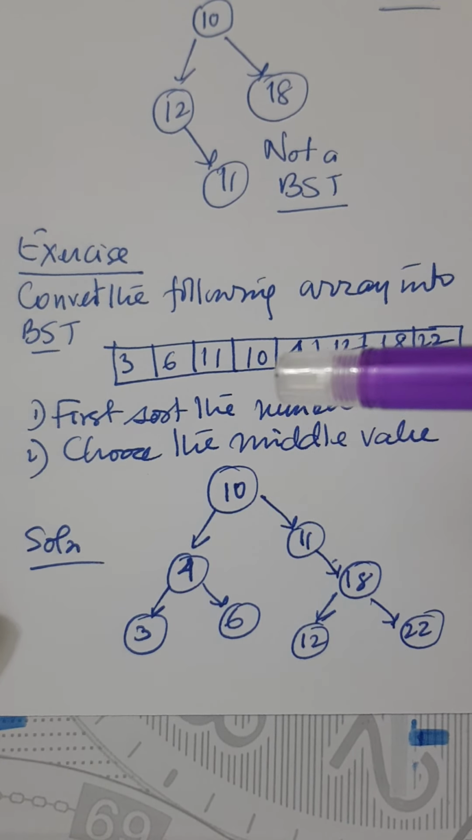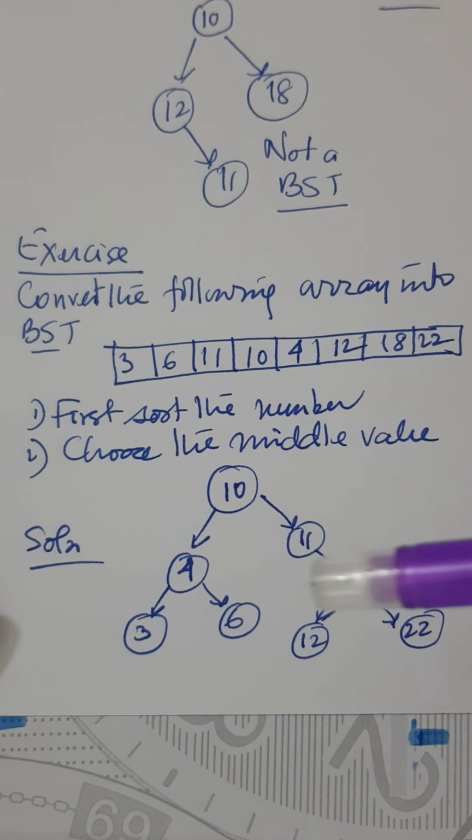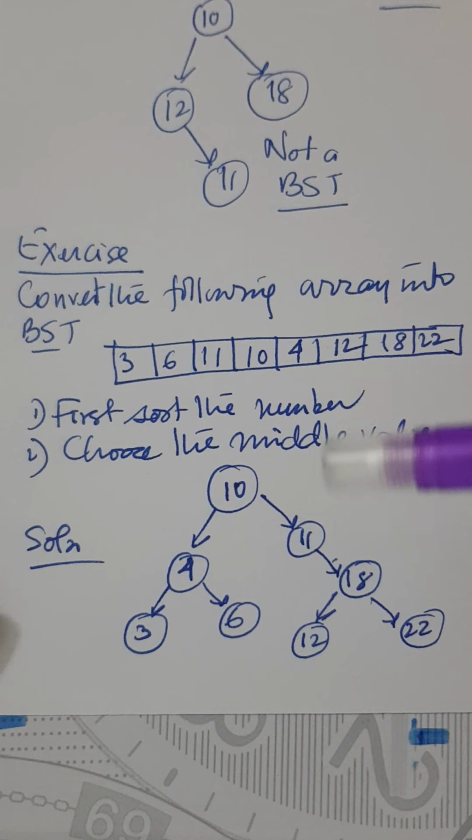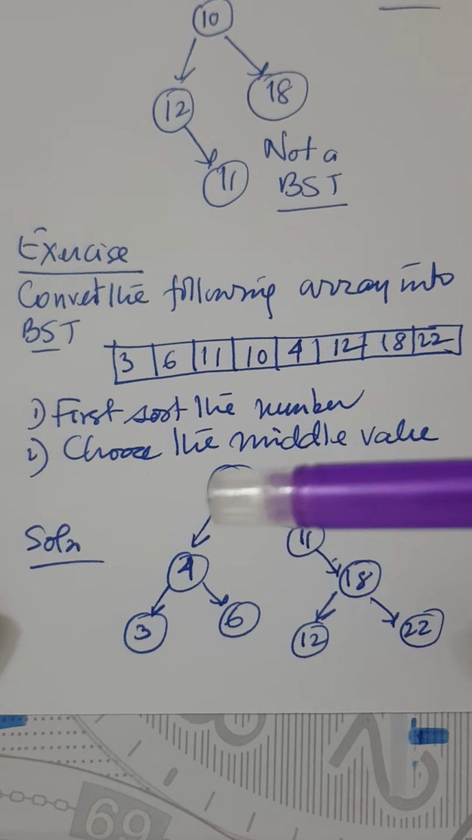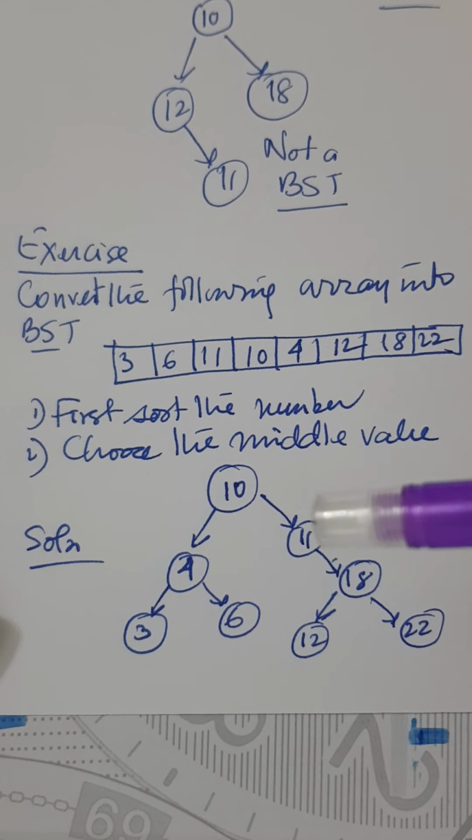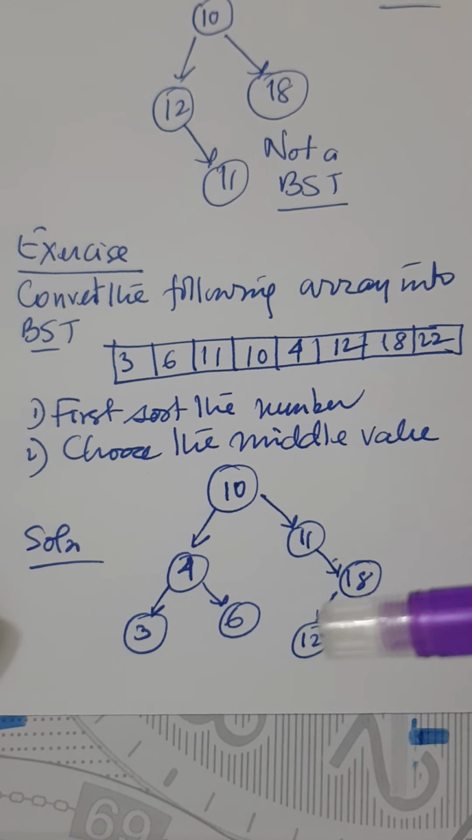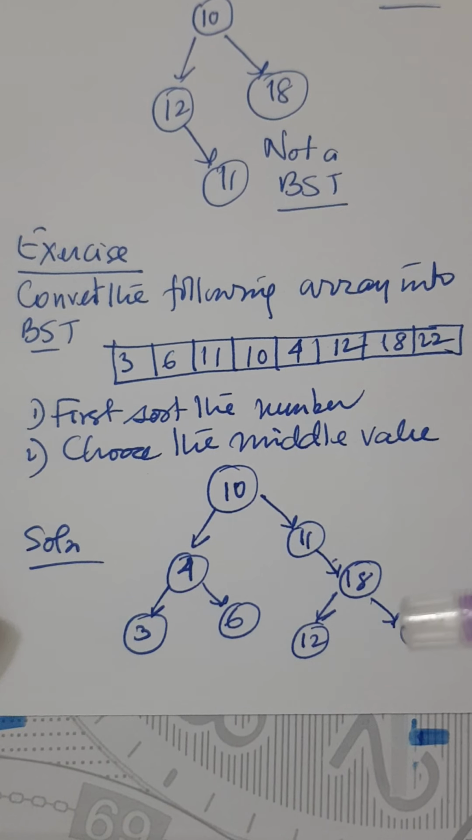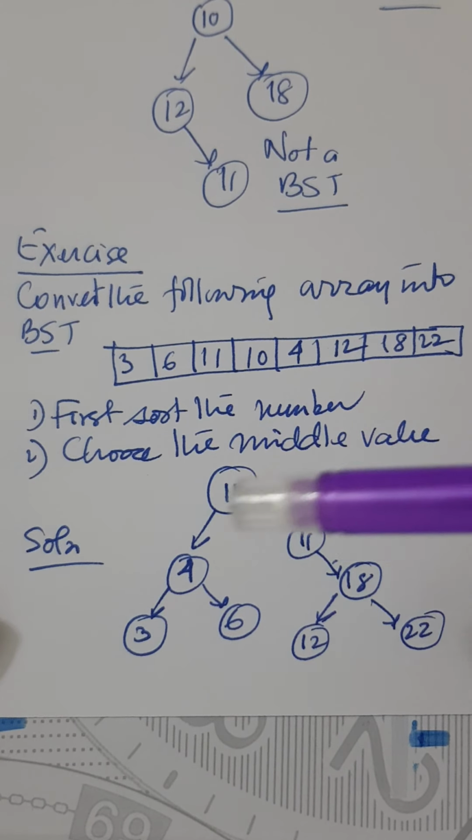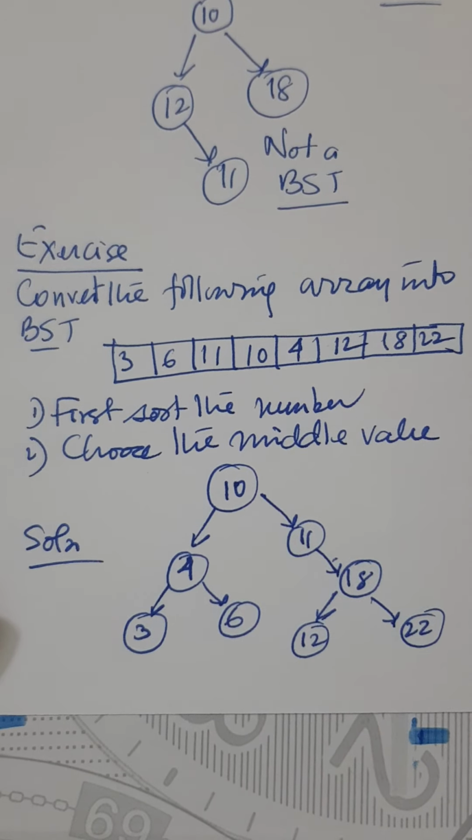Once you sort it, you may choose a middle number to form your binary search tree. Let's consider I've chosen 10 here, and then I gradually form a binary search tree from this array. You see here 10, then comes 4, which is less than 10, so it's on the left. 11 is greater than 10, so it's on the right. Then 18 is greater than 11, so it gets onto the right. 12 is less than 18, so it gets onto the left, and 22 is greater. So it's a correct binary search tree.